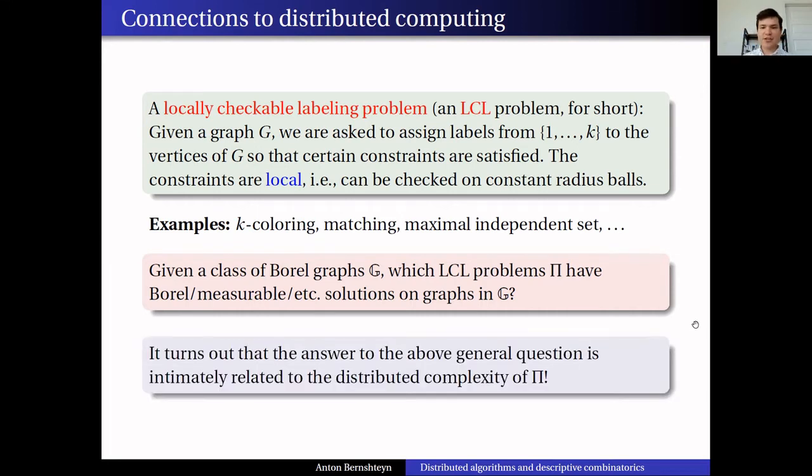And here is where the connections with distributed computing show up. It turns out that the answer to this classification question is intimately related to the distributed complexity of this problem. In other words, how hard it is to solve this problem on a suitable class of finite graphs by a distributed algorithm.